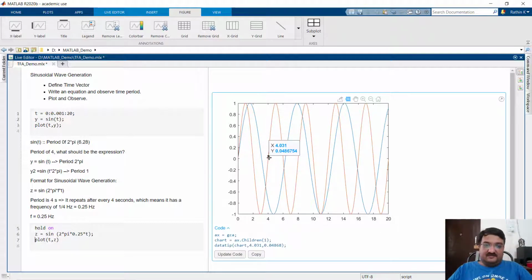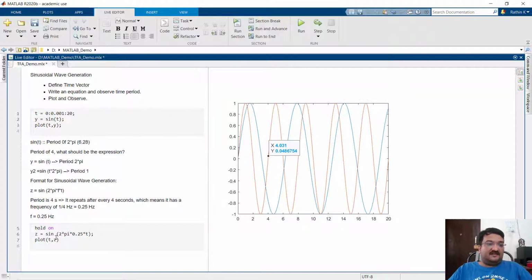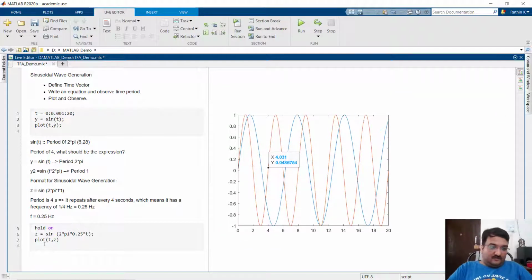Okay, so you can see that what we wanted is a period of 4, so it should repeat 5 times within 20 seconds. We get it. So what is the format now?